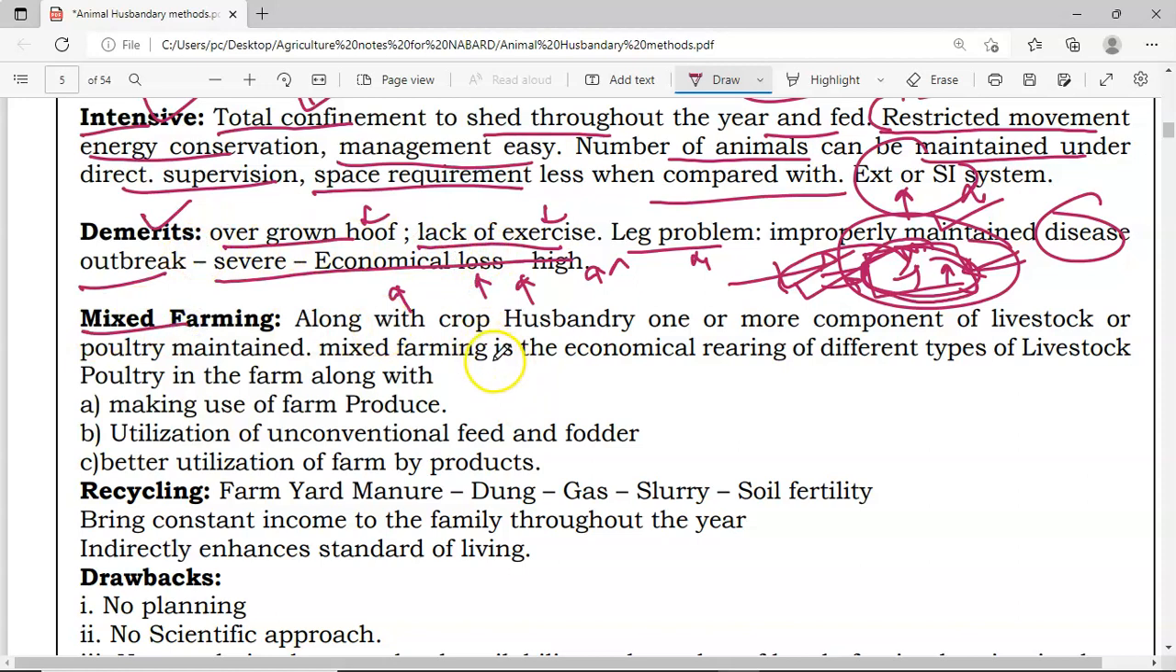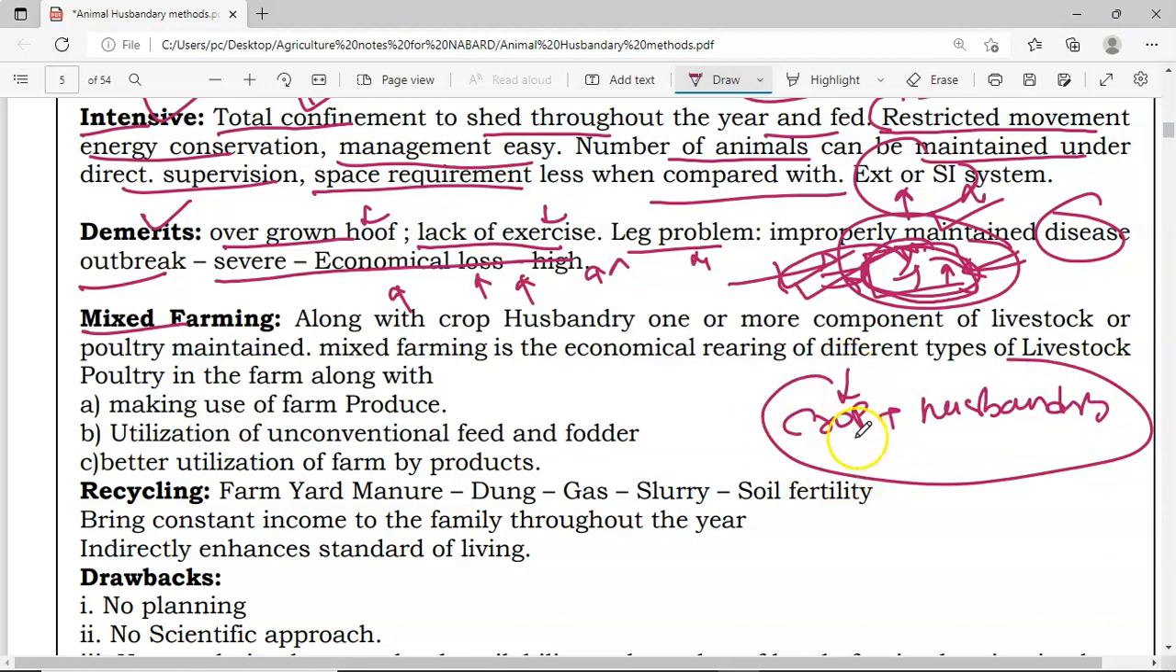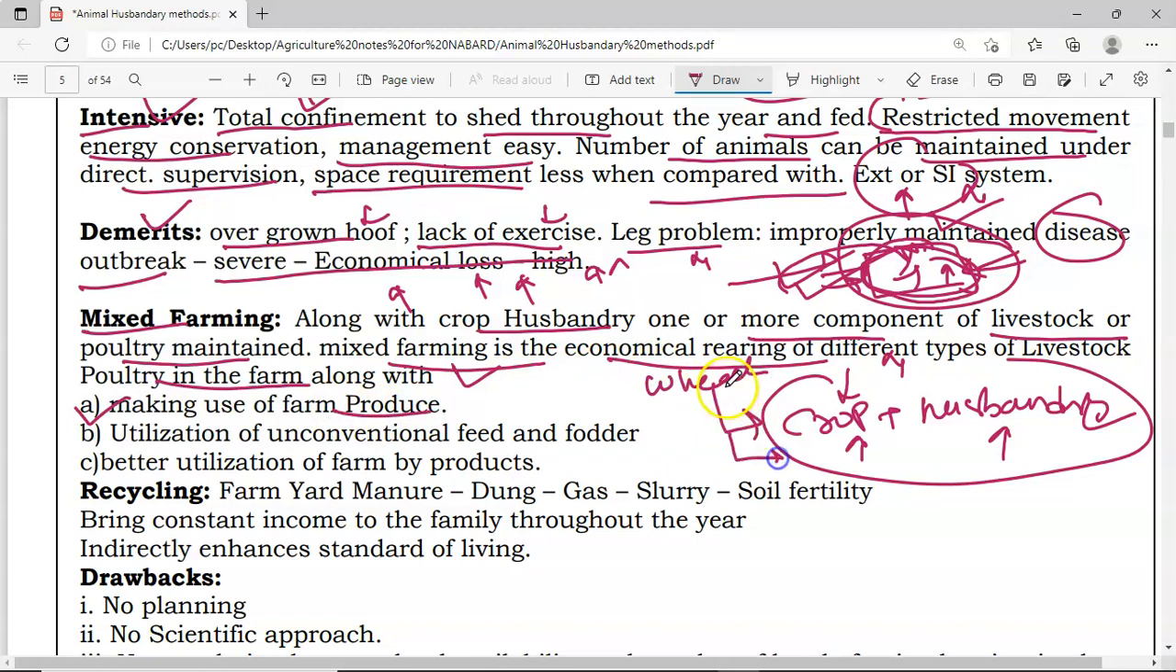Under mixed farming, remember this word: crop plus husbandry, both. At the same time you are growing crops in your field, and you are also doing husbandry in this field. Along with crop husbandry, one or more components of livestock or poultry are maintained. Mixed farming is the economical rearing of different types of livestock and poultry, along with making use of the farm produce. How? When you are producing wheat, then whatever forage or fodder you get from this field can feed your animal.